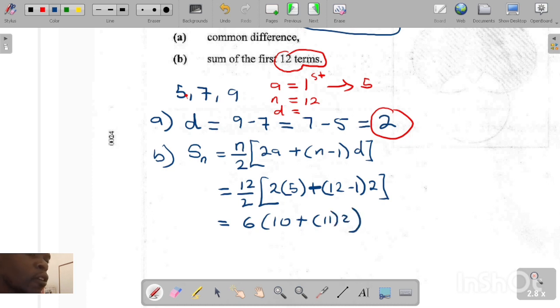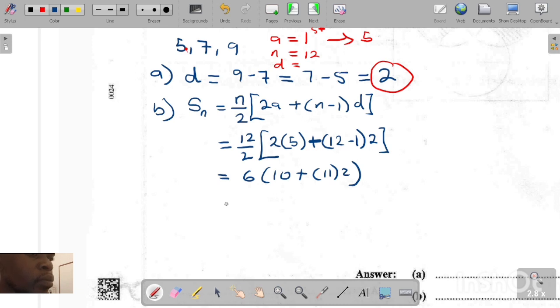Okay? So we have 6, 10 plus 2 times 11 is 22. Okay, then you have 6, 10 plus 22 is 32.